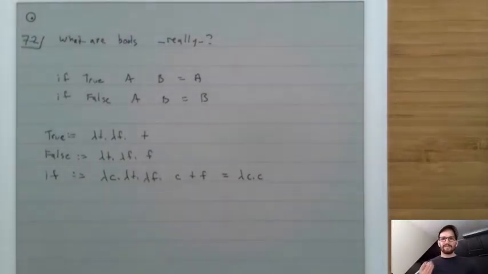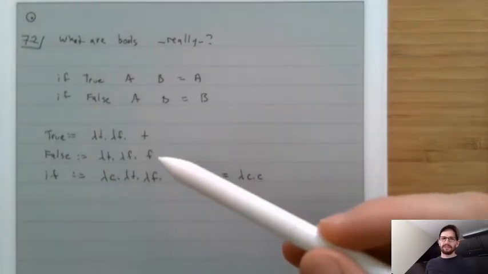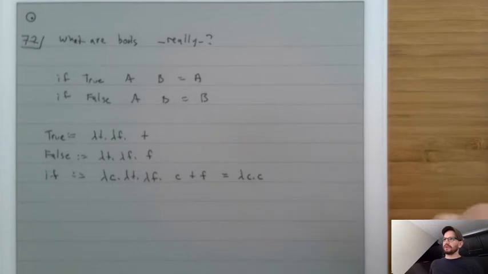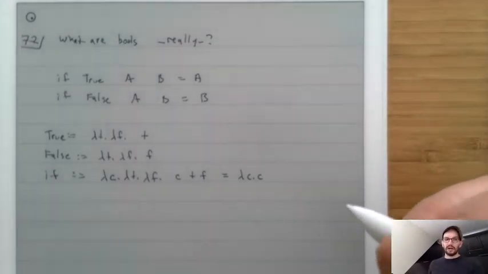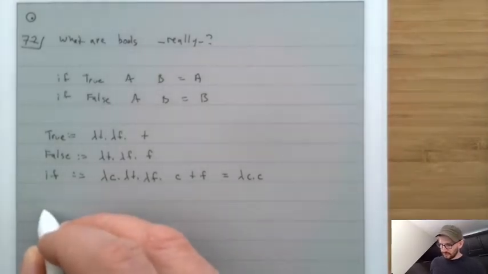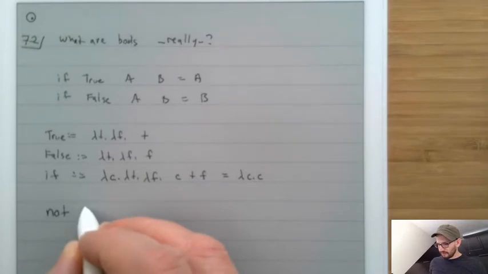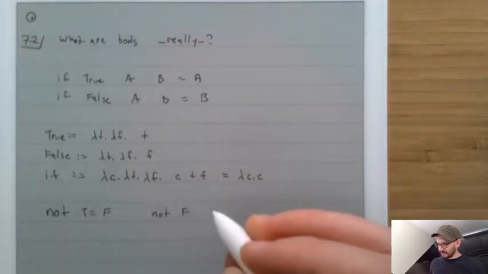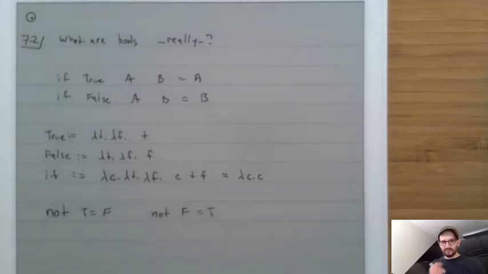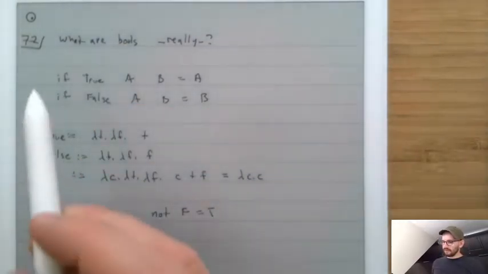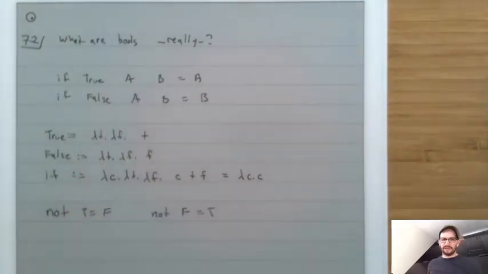Now, you may think to yourself, well, this is weird. I mean, these are functions. Like, there are other operations that have to take place that you have to use true and false for, like maybe not. Well, not is just another system of equations. So not true is supposed to be false, and not false is supposed to be true. Okay. In other words, these formulas are reversed. If we do if not true, we should get b.